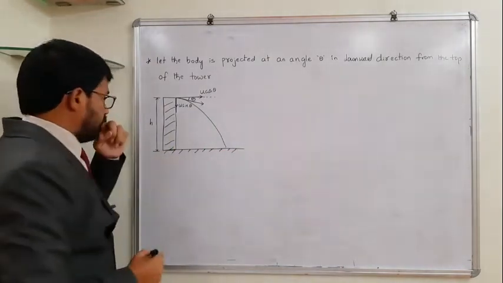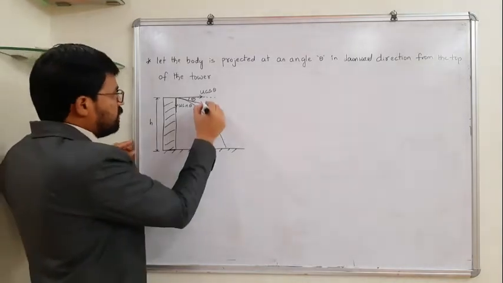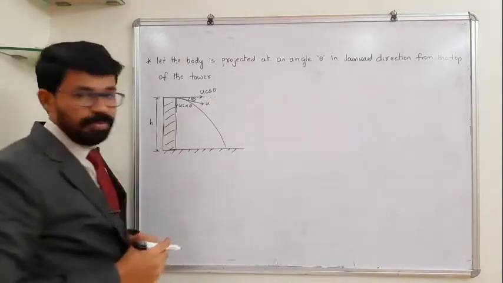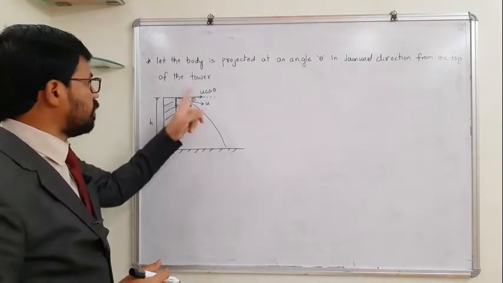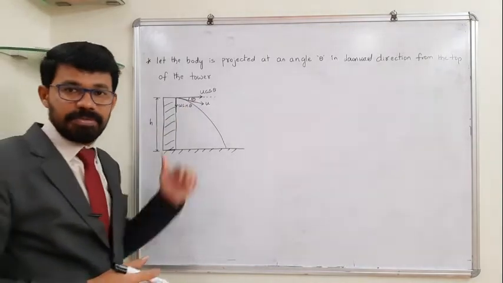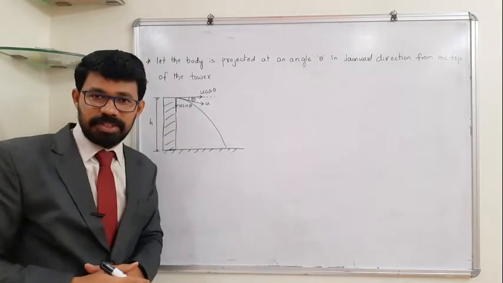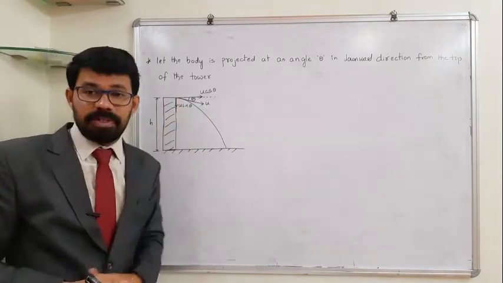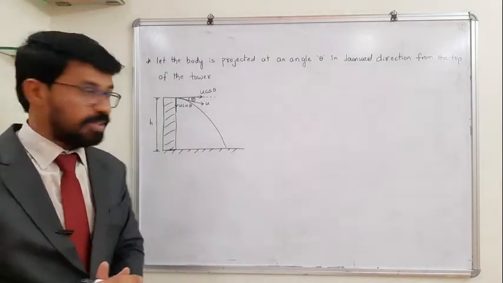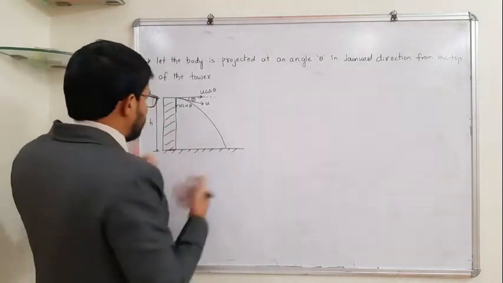From the top of a tower of height h, it is projected at an angle theta with the horizontal with the initial velocity u. And that velocity is resolved into two components: horizontal component of velocity u cos theta, vertical component of velocity u sin theta. And this horizontal component of velocity remains constant, isn't it? It doesn't change. So let us see what we can do.